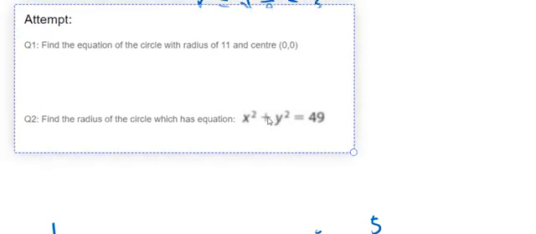Right, so here are two questions then. If you want to attempt these, pause the video now and attempt them, then play it on, and I'll go through the answers.